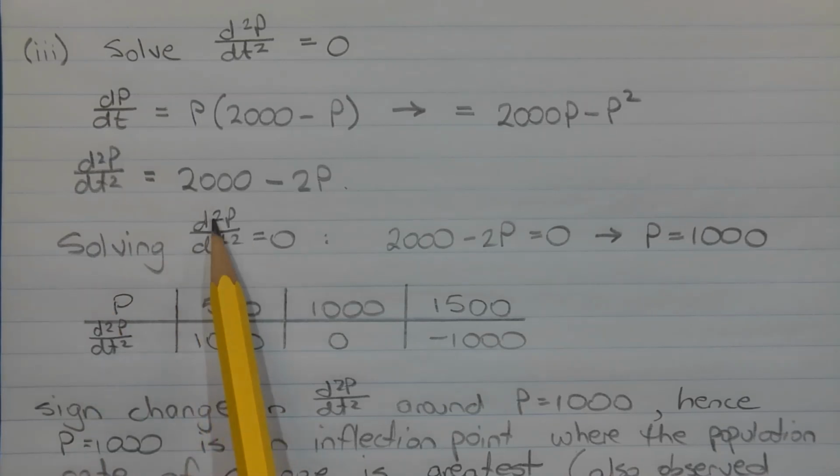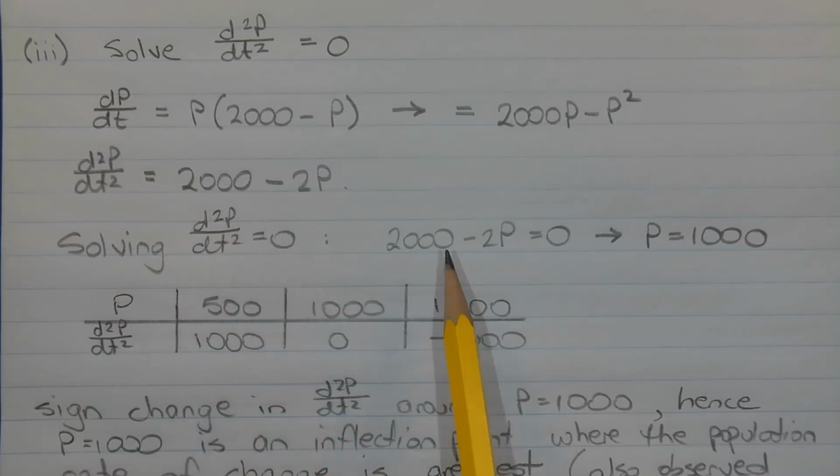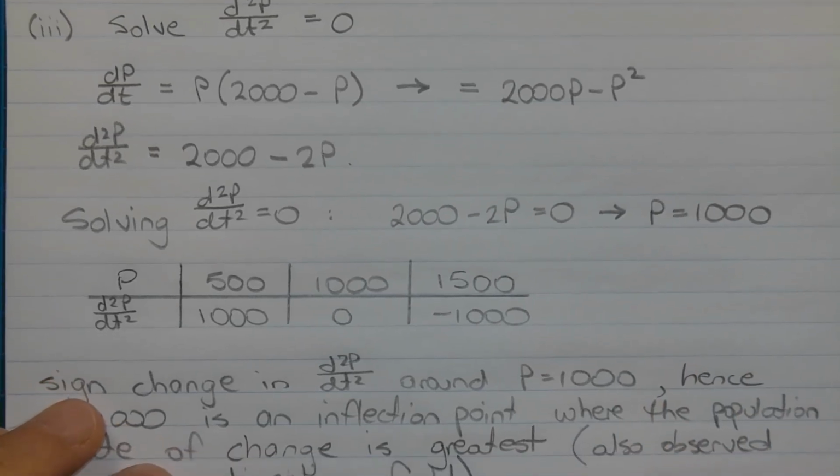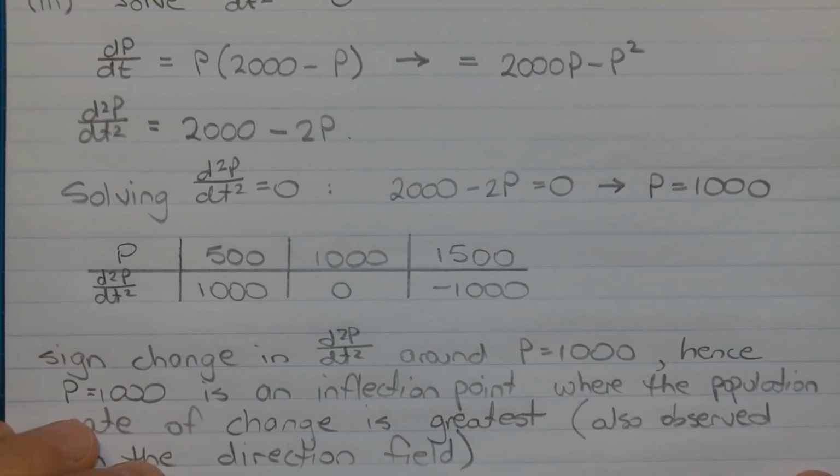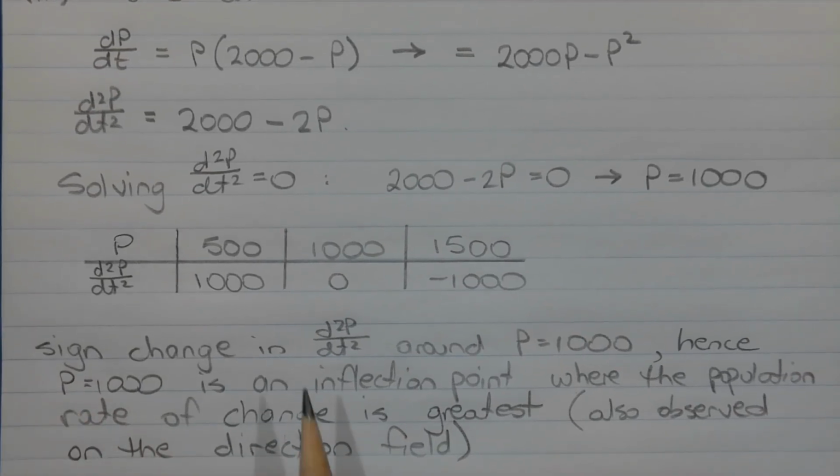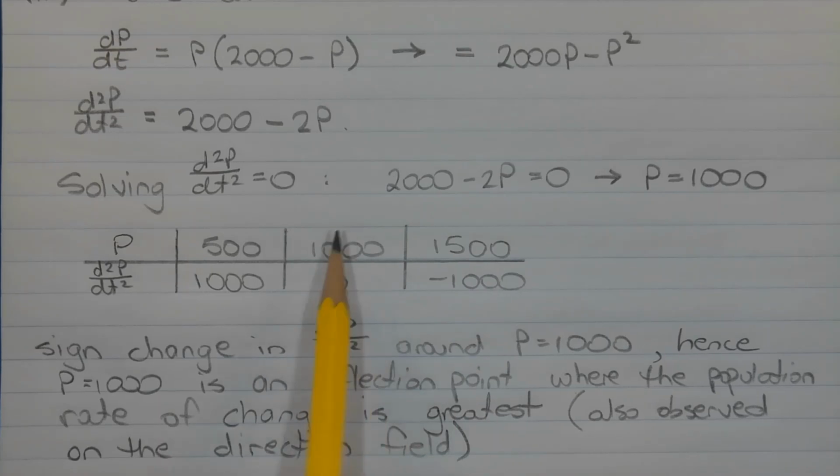Solving d squared P by dt squared equals 0, so 2000 minus 2P equals 0, we get P is equal to 1000. But we need to test whether P equals 1000 represents an inflection point by examining the sign of d squared P by dt squared around P equals 1000.